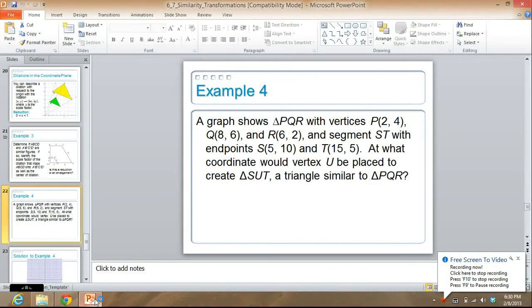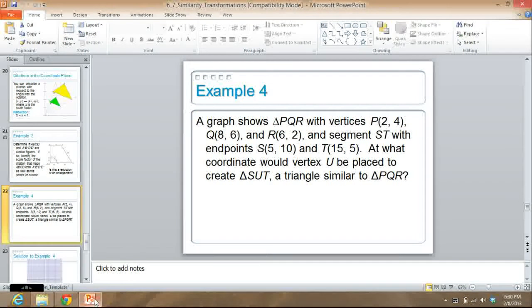Okay, example 4 says a graph shows triangle PQR with vertices at P, Q, and R, and they'd give you coordinates. And segment ST with some endpoints and coordinates for S and T are given. At what coordinate would vertex U be placed to create triangle SUT, a triangle similar to triangle PQR? So at this point I see a bunch of coordinates. I start thinking maybe I need to graph them.